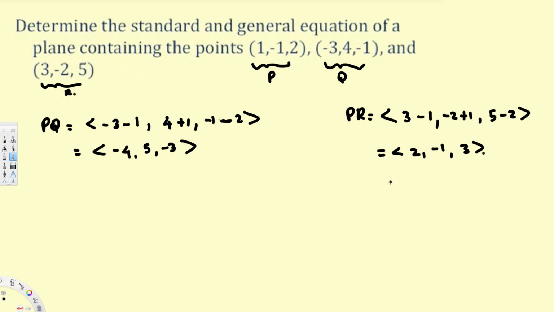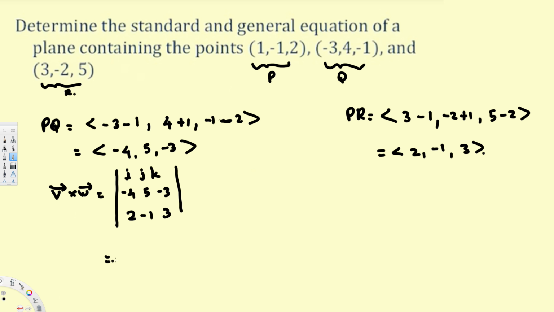Now we have to do cross multiplication in order to find the normal vector. So let's go ahead and do the cross product. This is going to be V times W, and in the cross product we put the ijk components first, and then we put one of these, -4, 5, -3, and here we have 2, -1, 3.